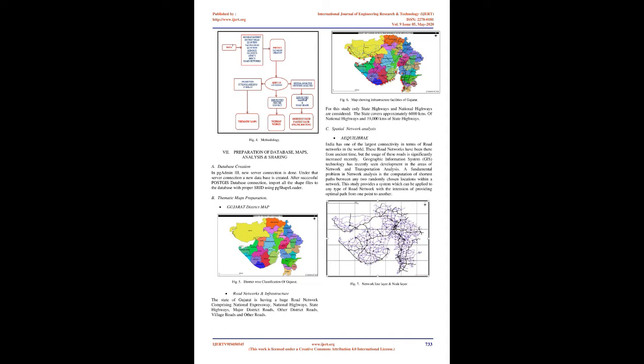Serial number, name, type. 1. Districts, polygon. 2. Road networks, line. 3. Airports and seaports, points. 4. APMCs, points. 5. District headquarters, points. 6. Taluka headquarters, points. 7. GIDC, points. 8. District data table, Excel.